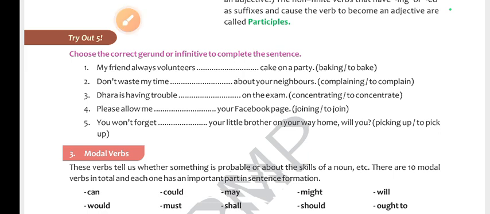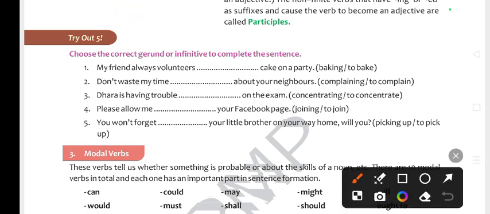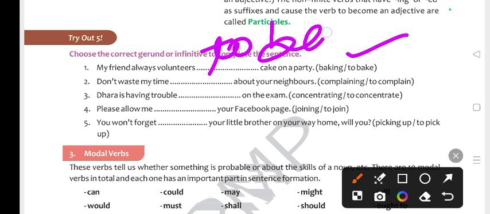My friend always volunteers to bake cake on a party. So we will put here non-finite, to bake. So to bake is the correct option. My friend always volunteers to bake cake on a party.